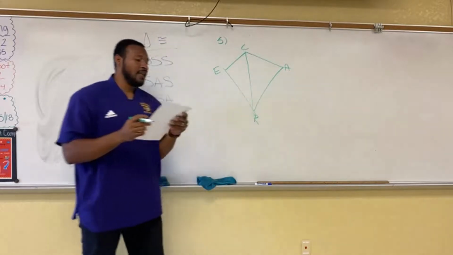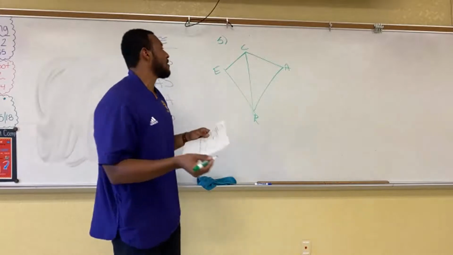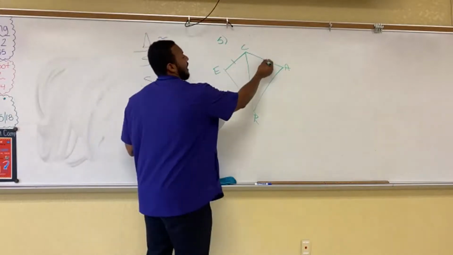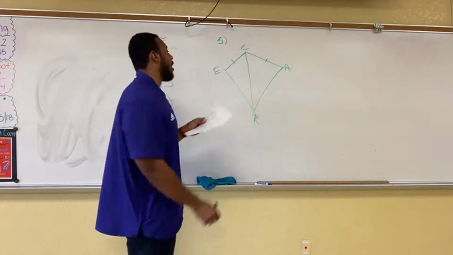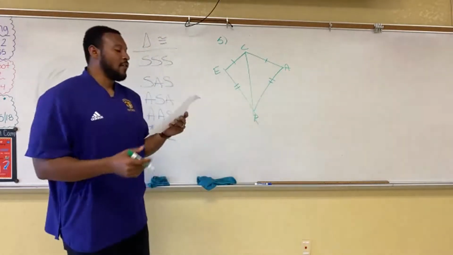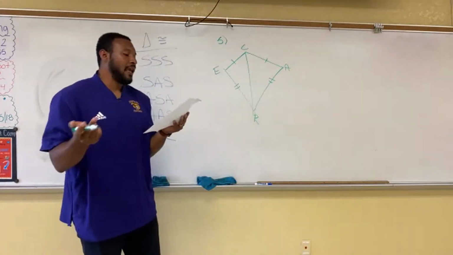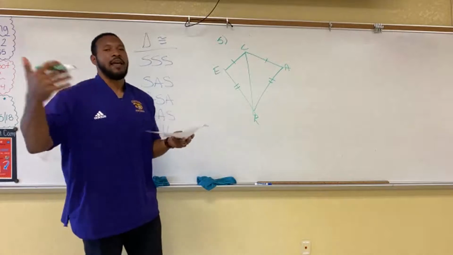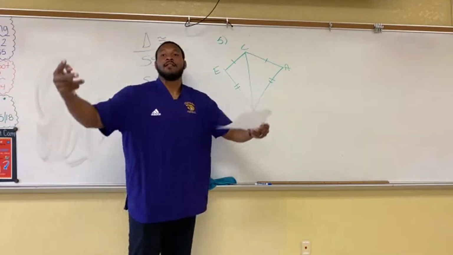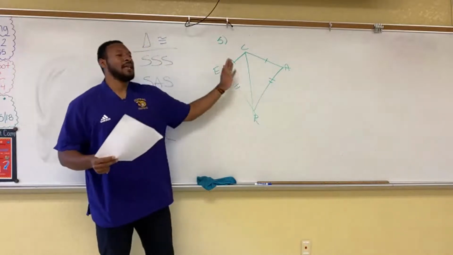It says, these are two triangles below. Given CE is congruent to AC, so we know that's true. And they say ER is congruent to AR, that's true. Now if you look at your proof, CE congruent to AC is given. ER is congruent to AR is given. The first two are given to you based off the directions. So now number 3, blank, reflexive property.